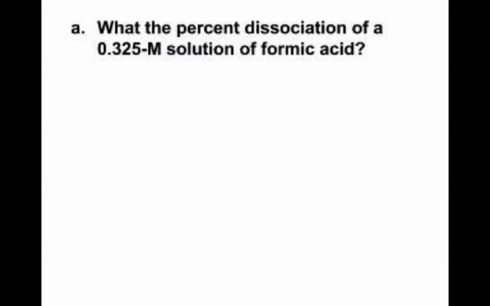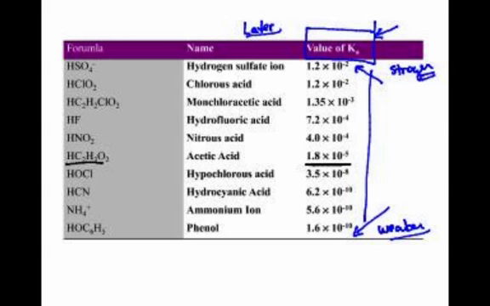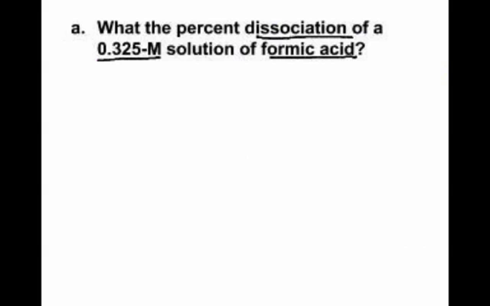Second question, what is the percentage dissociation of a 0.325 molar solution of formic acid? So first of all, we have to know something about formic acid. So we go back to our cool table and we find formic acid. I hope we have it on here, do we? It's not. I'll go look it up. Okay, so we need to know the Ka of formic acid. Our table is not totally complete.